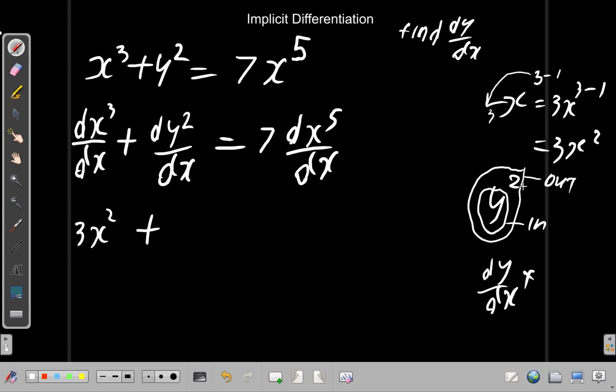How do you deal with differentiating something squared like x squared? When you differentiate x squared, you get 2x. So when you differentiate y squared, you get 2y. Imagine it like this.